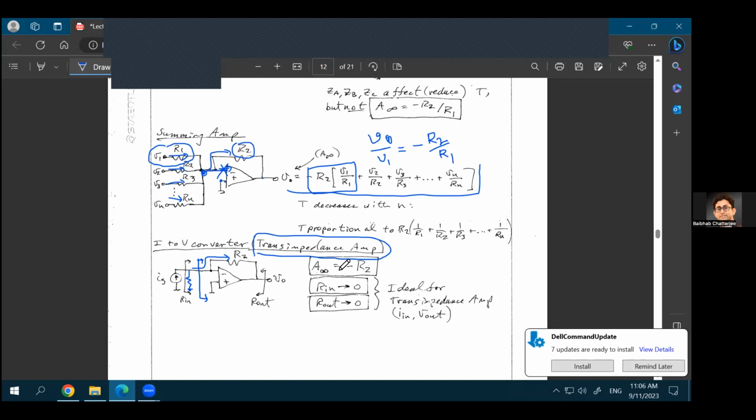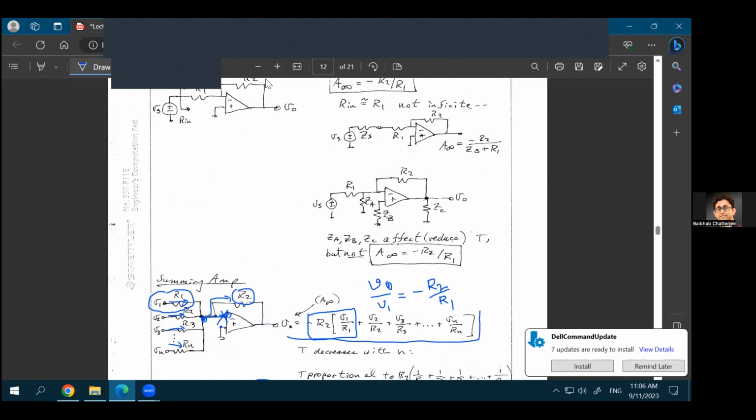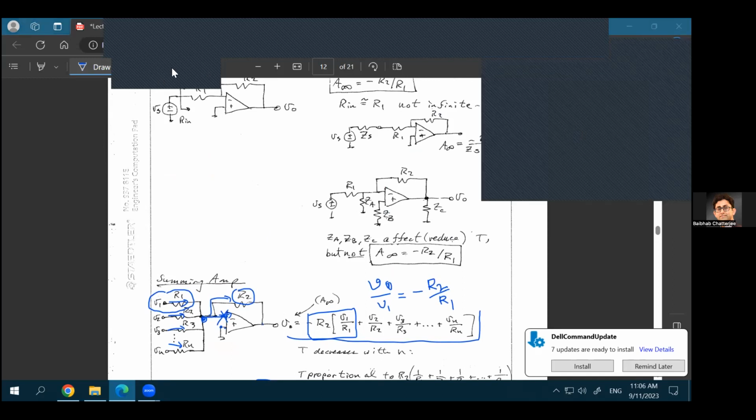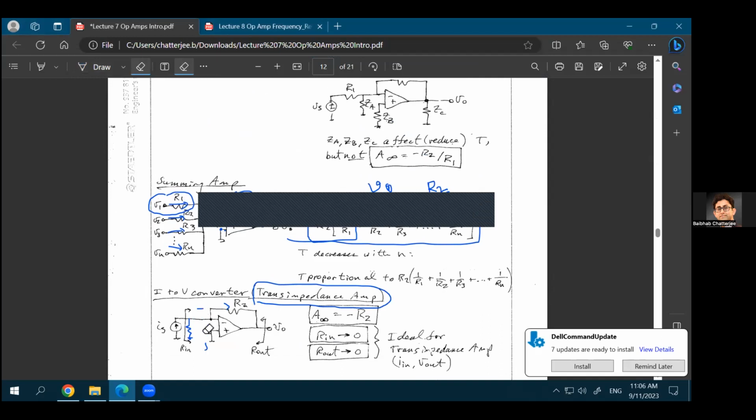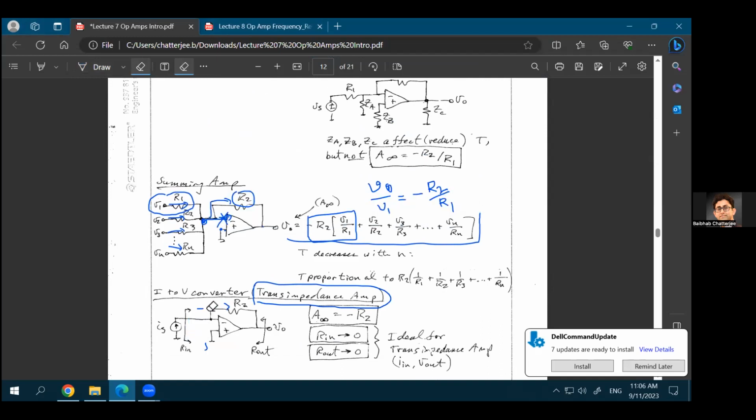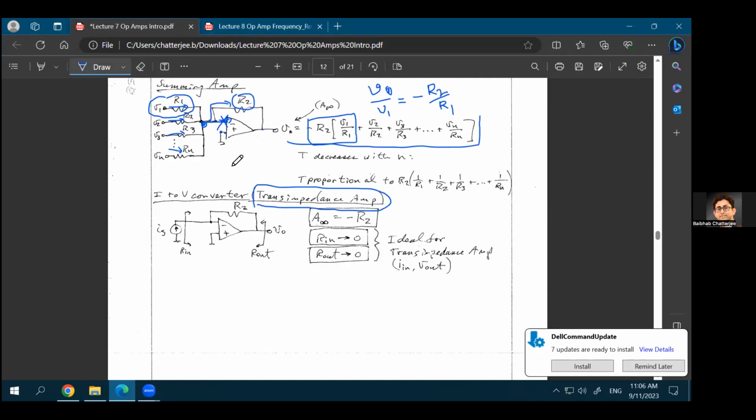So in this case, what would be your A infinity? What would be the gain of the system? Again, I'm assuming that all of you should be able to solve KCL and KVL at this point, but I'll still go through this. That okay, you have an IS current coming in. Where is that IS current going? It is entirely flowing through R2.